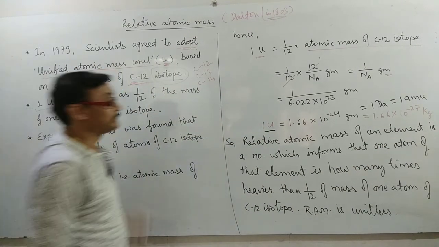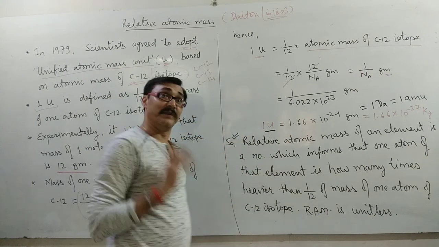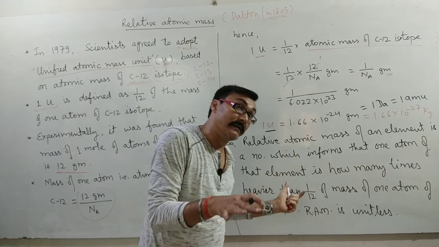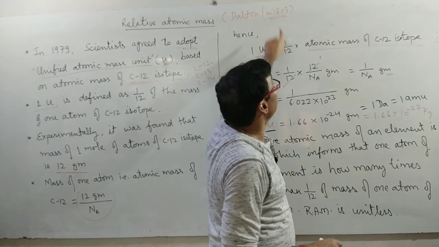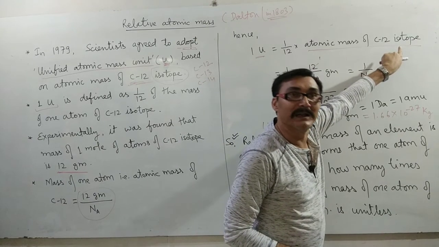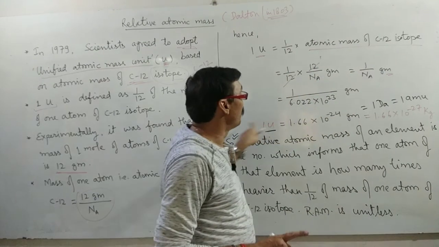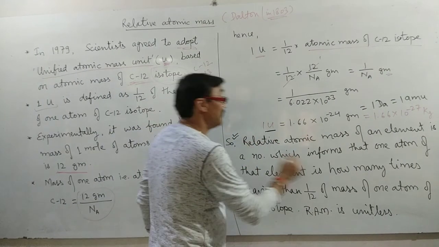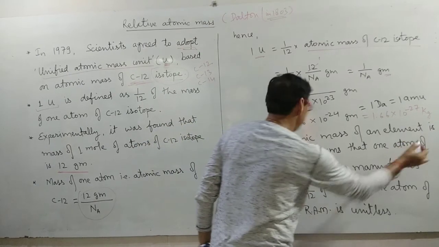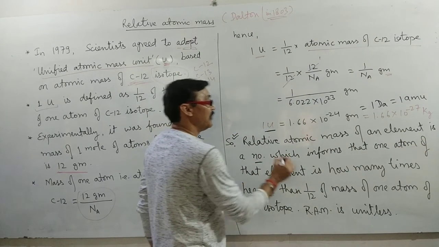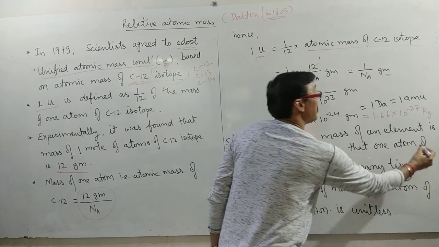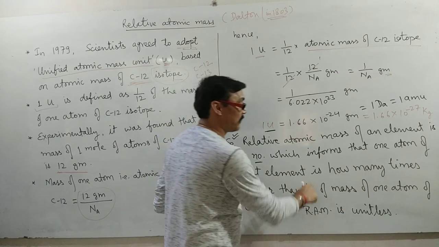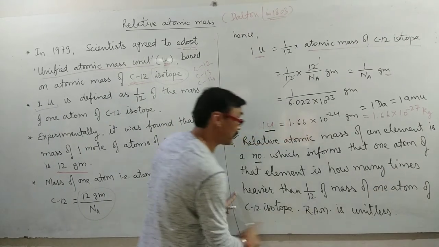Unified atomic mass. Hence, therefore, relative atomic mass of an element is compared with respect to 1 by 12 of atomic mass of carbon-12 isotope, or we can say with respect to 1 U or 1 AMU. The definition of relative atomic mass: relative atomic mass of an element is a number which informs how many times heavier one atom of that element is than 1 by 12 of the mass of one atom of carbon-12, that is 1 AMU.